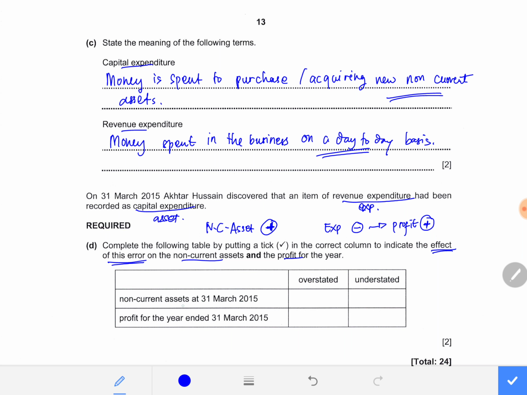If the non-current assets on 31st of March 2015, based on our analysis in this box, this one is the first analysis, this is the second analysis, because you mistakenly put expenses into assets, your asset now is overstated, so this is the answer. Second one, because your expense now is understated because you mistakenly put this expense into non-current assets, your profit is also overstated, just like NCA. So the answer is overstated, both of them.